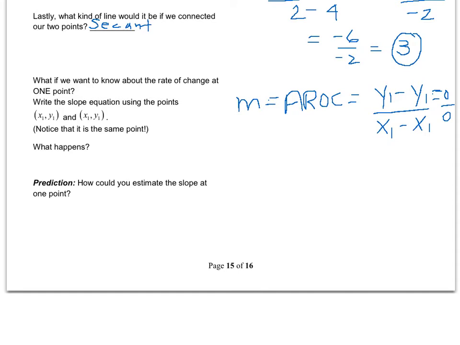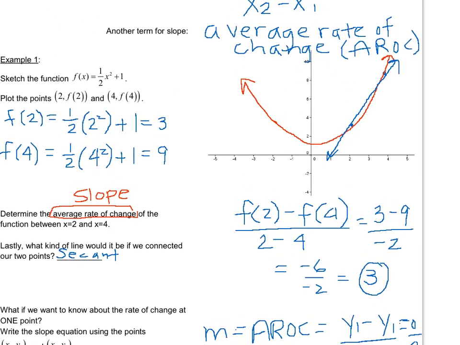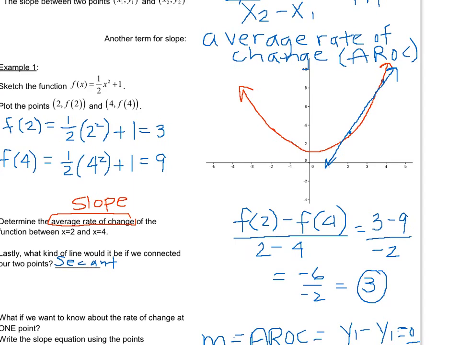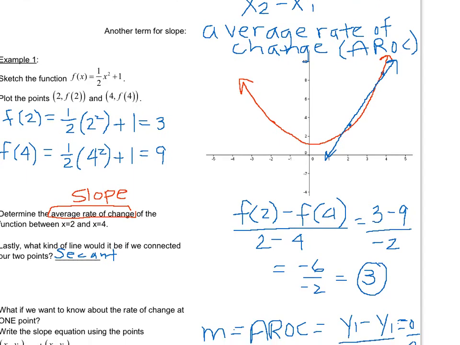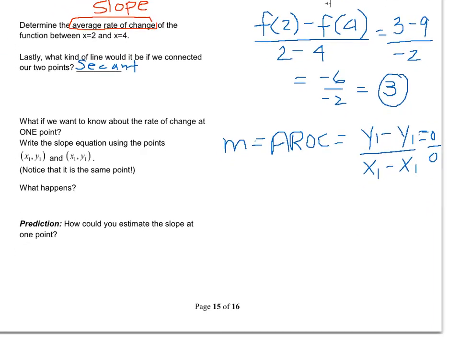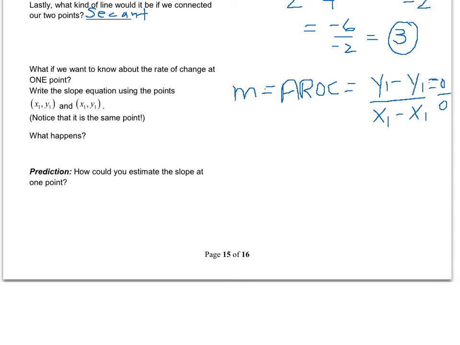So the prediction here, I want you to write something down. How could you estimate the slope at just one point? Notice up above, I had two coordinate points that I was able to actually come up with to find the slope. You just use the slope formula. But if you're only using one coordinate point, what's a good way to estimate? And I'm going to point out the word estimate here. This is not going to be an exact thing yet. How would you estimate the slope at one point? So write down your ideas and come back.